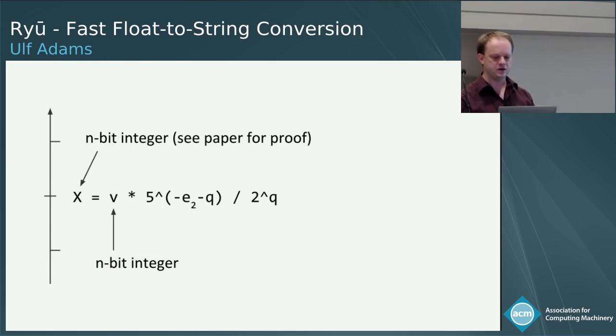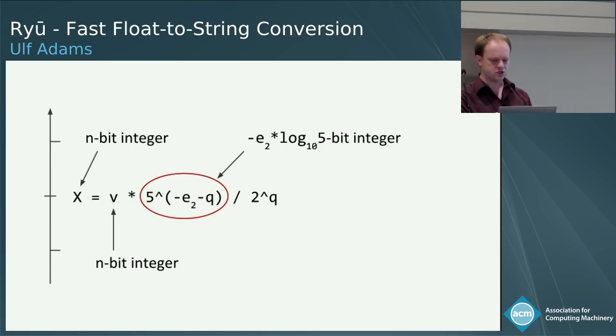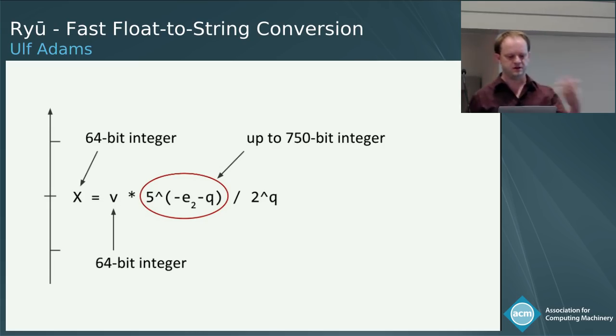But this power here is pretty large. Even after canceling it out, especially as you get larger floating point types, the range of these numbers gets very large. Let's look at double, for example. Double has 64-bit, so the input V is a 64-bit integer, the output is a 64-bit integer, but this multiplier there is an up to 750-bit integer. And that's causing all of our trouble.